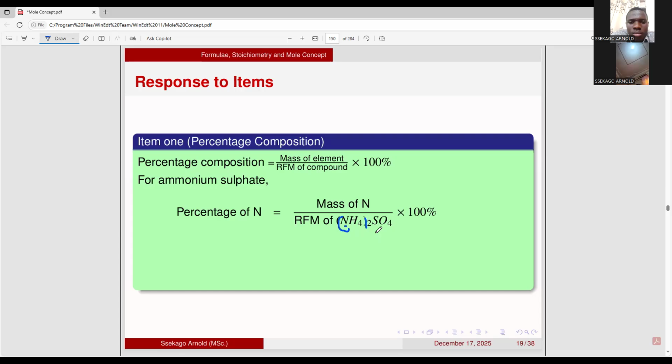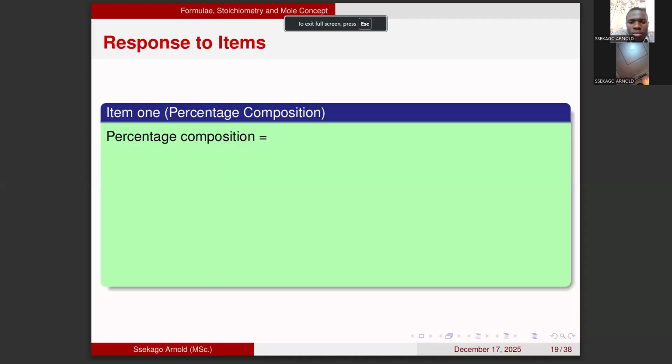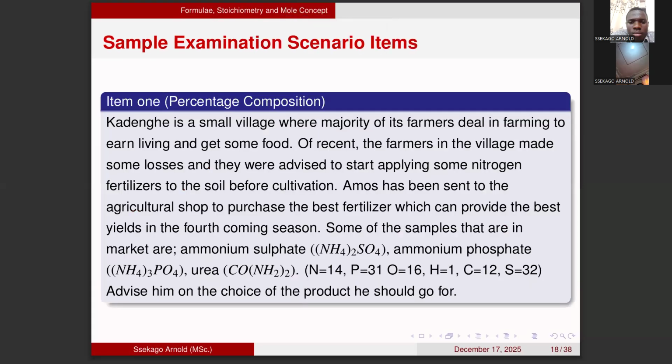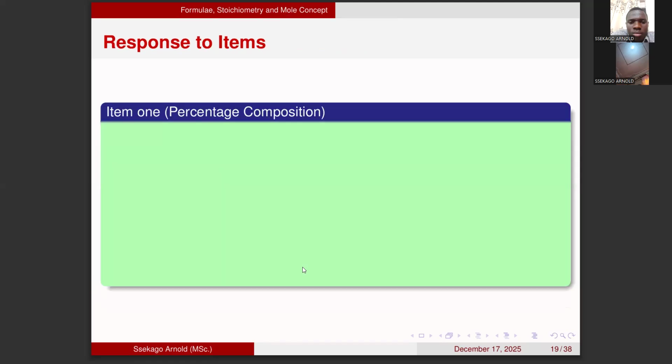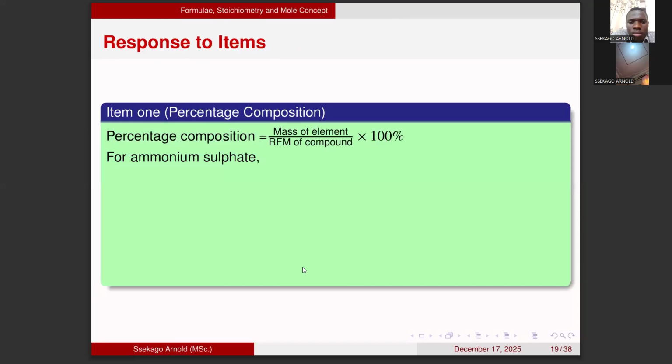So for the mass of nitrogen, from the information given in the bracket, each atom of nitrogen is equal to 14, phosphorus 31, oxygen 16, hydrogen 1, carbon 12, and sulfur 32. So nitrogen is 14.